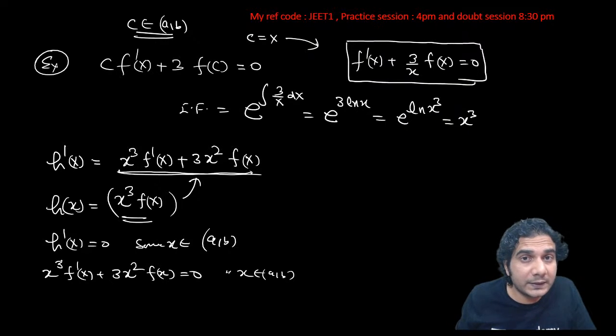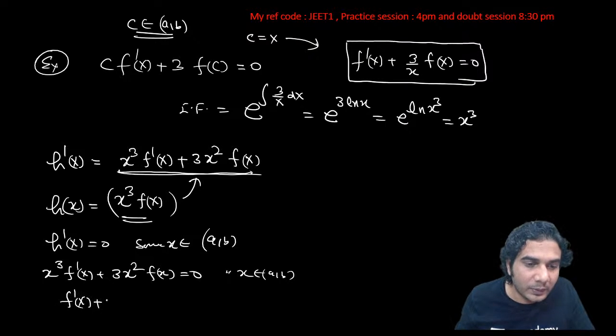Now you can divide by x square because x is not 0. That is why I have given you that a and b are positive numbers. So the interval a to b will be an interval of positive numbers, and because x lies in that interval, x will also be positive, non-zero, right? So you can divide by x square, and after dividing you can write f dash x plus 3f(x) is equal to 0.